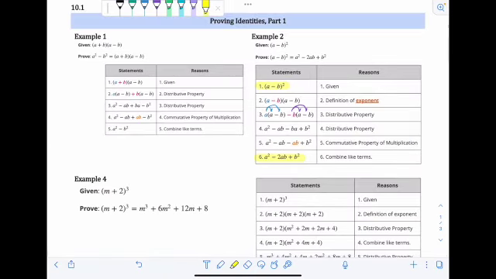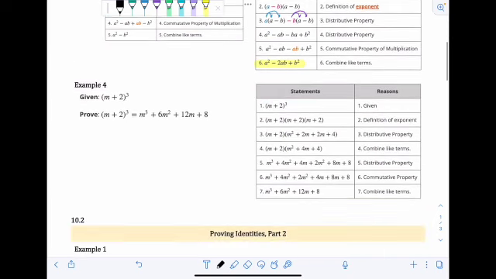Okay, so we skipped to example 4. There is an example 3, but it's the same as example 2. It's just a sum, the sum version of the perfect square trinomial. So it's essentially the same thing.